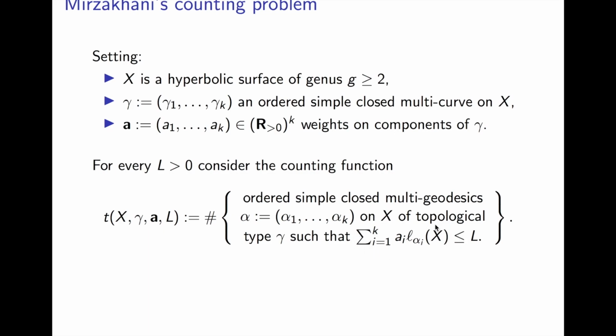So we should interpret this as total hyperbolic length with weights A. And given this counting function, the question that we want to consider is how does this quantity grow as we take the parameter L to infinity?